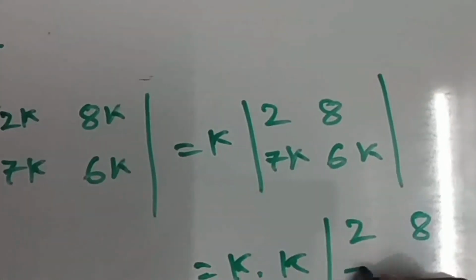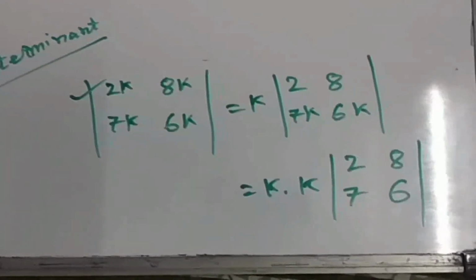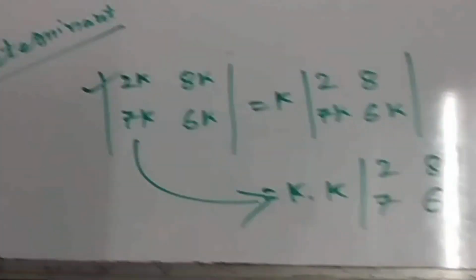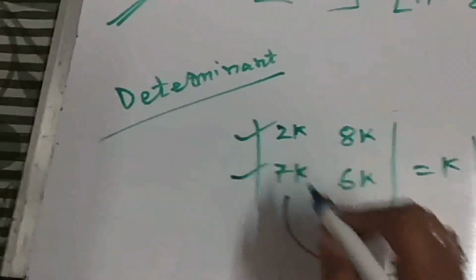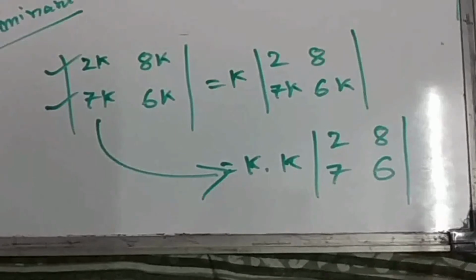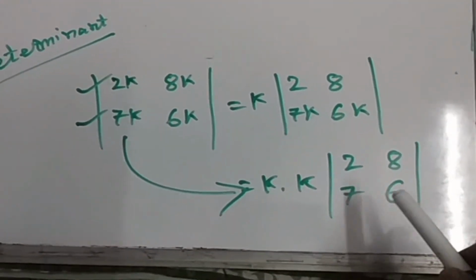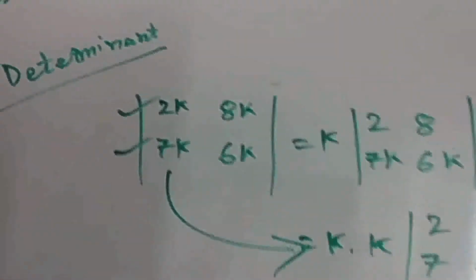This thing you have to understand. So here it is k square. Directly you can write this: from the first row taken k common, k comes, then from the second row k, so it is k square. Then all the elements are alone now, k is not multiplied with the elements. Or the same thing will be for columns also.